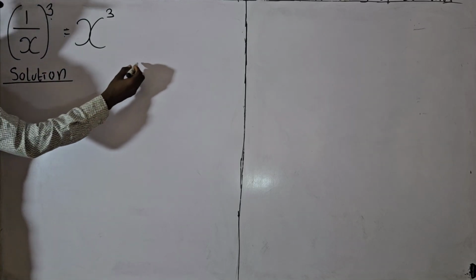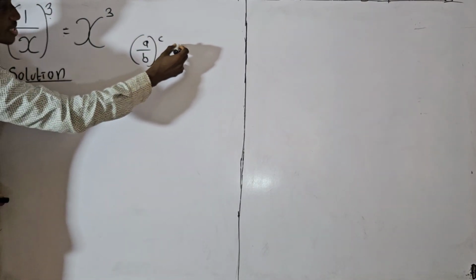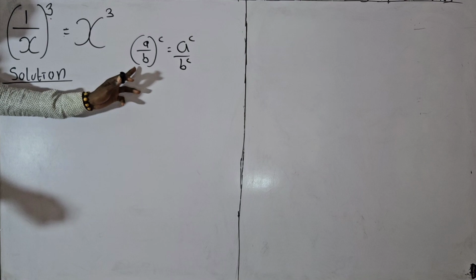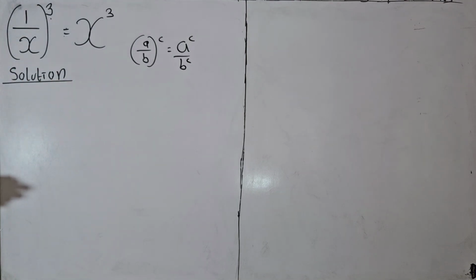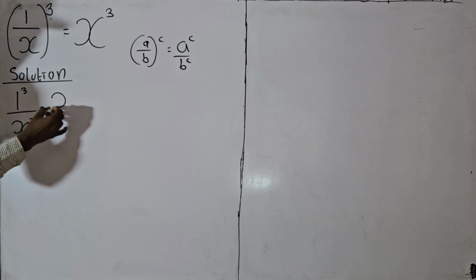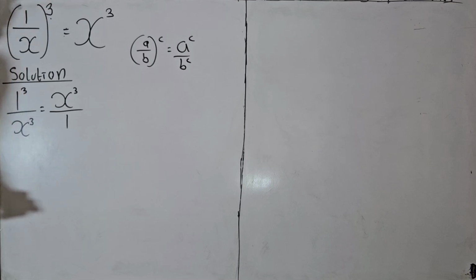If you have a over b raised to the power of c, this can be written as a raised to the power of c over b raised to the power of c. I'm going to apply this law at the left-hand side of the equation. So we are going to have 1 raised to the power of 3 all over x raised to the power of 3 equals x raised to the power of 3. Now I can rewrite the numerator as 1. Are you following? 1 raised to the power of 3 is 1.